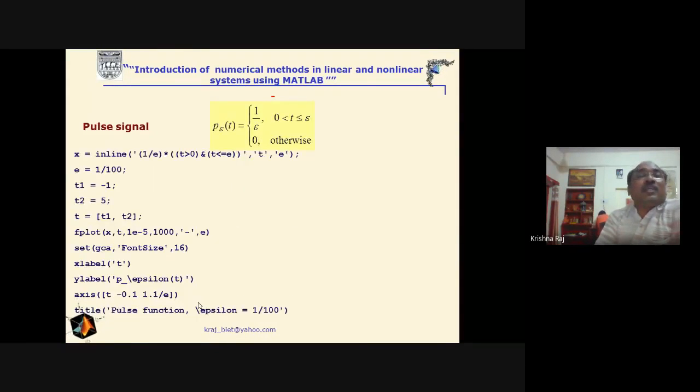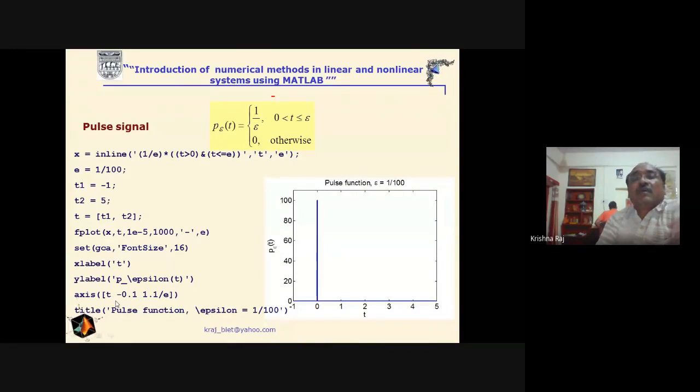Similarly, if we are interested in generating the pulse signal, we know the pulse signal is described by this equation, that is, it has some value in a very small range of time, and ideally it is considered to have an infinite value when t is equal to 0. But practically it is not true. That's why we have considered a width of time here. Again the same is true here. Describe t, use fplot, and you will get the result. Now see the result having a width.